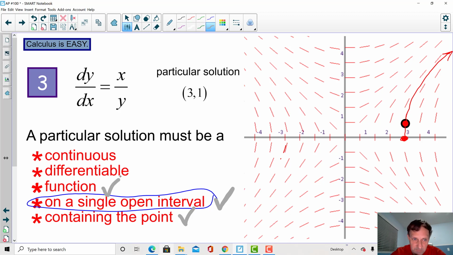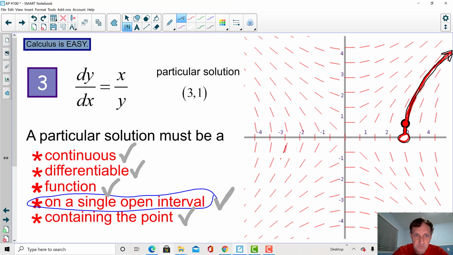Is this continuous? Yes, it is continuous. Is it differentiable? Well, the derivative does not exist at this point right here. If you have an endpoint, the derivative does not exist. So what we're going to have to do is put an open circle right here. There we go. Now we can check the last box over here. Now we do have a differentiable function.